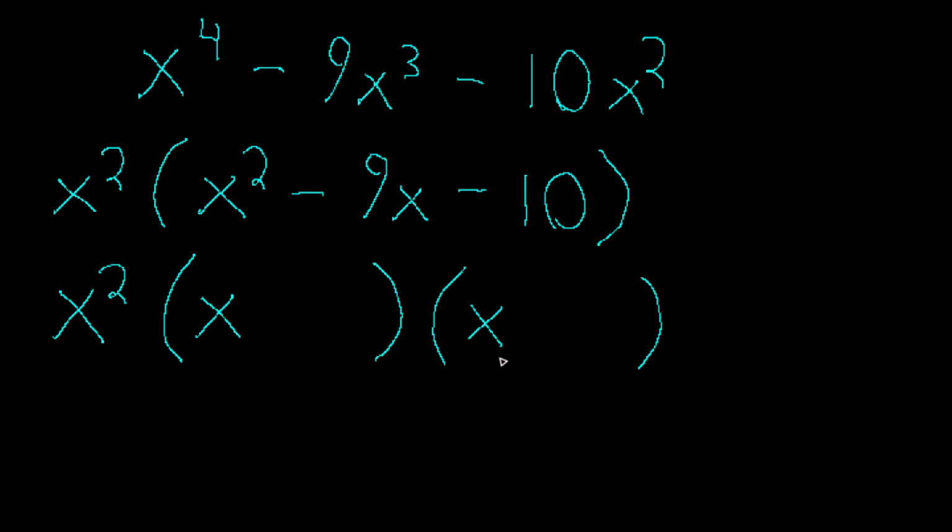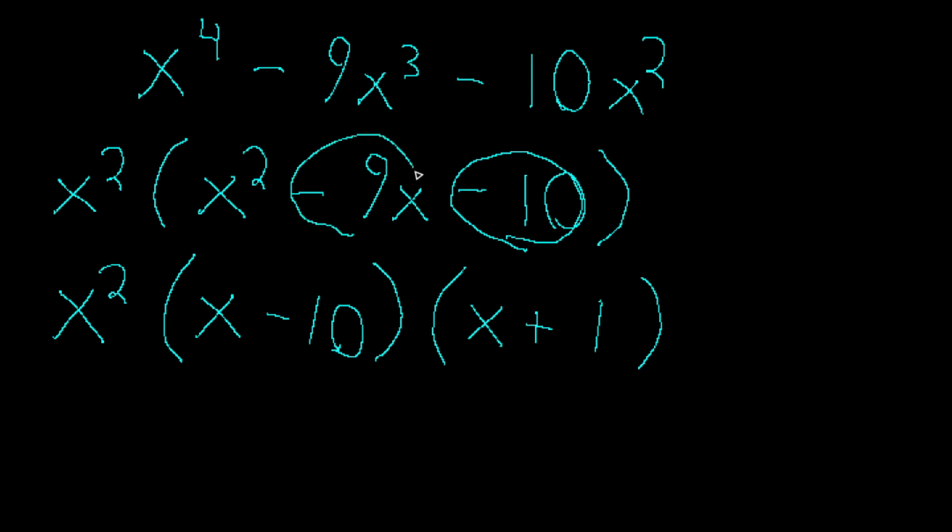And then I need two numbers that multiply to negative 10 but add up to negative 9. And that will be a minus 10 and a plus 1. Because negative 10 times 1 will give us our minus 10 here. And negative 10 plus 1 will give us our minus 9.